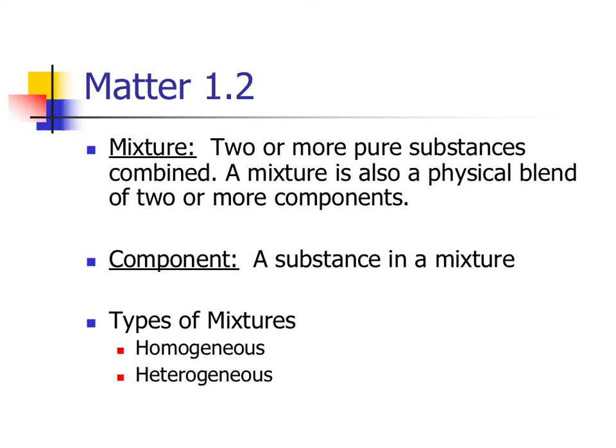Now, a lot of times we will talk about the thing called components. Something that is within a mixture. Sometimes within a mixture, there are components that are easy to see, and then other components that are very difficult to see. Some of that is based on the type of mixture that it is. Whether it be homogeneous, the prefix homo being same, or heterogeneous, with the prefix hetero being different.